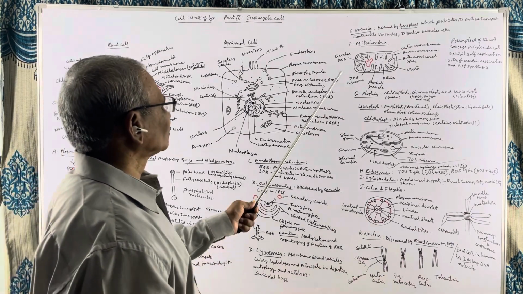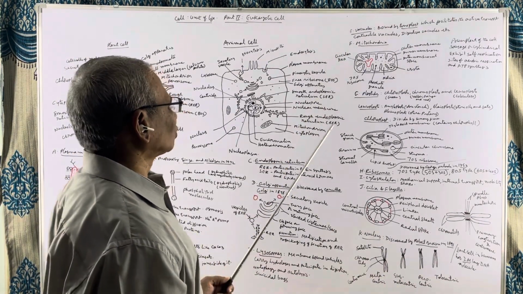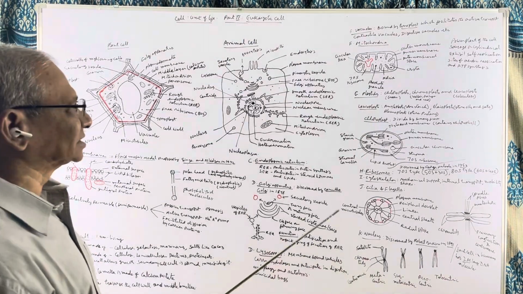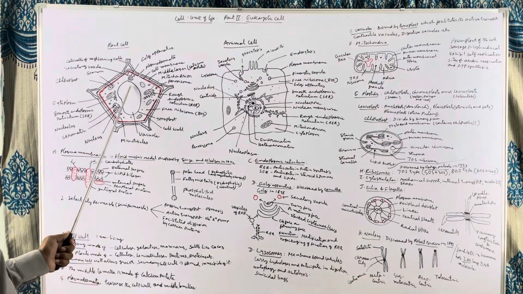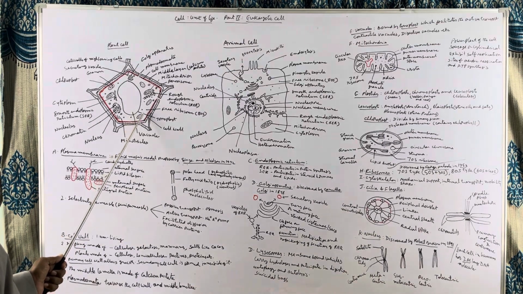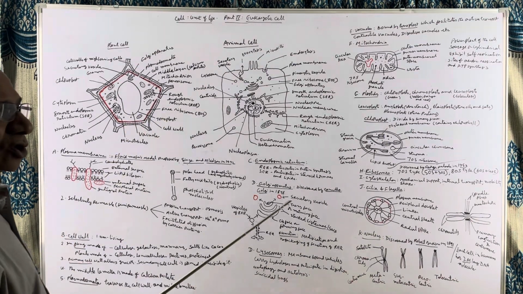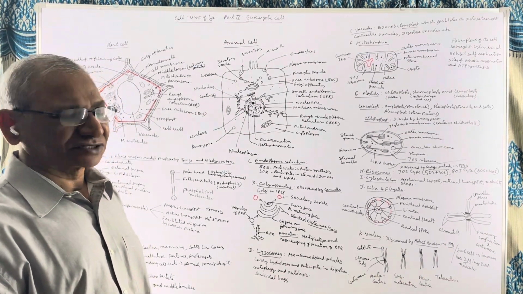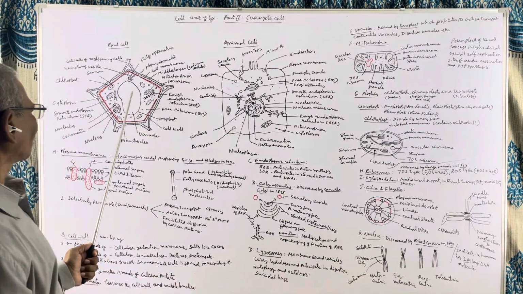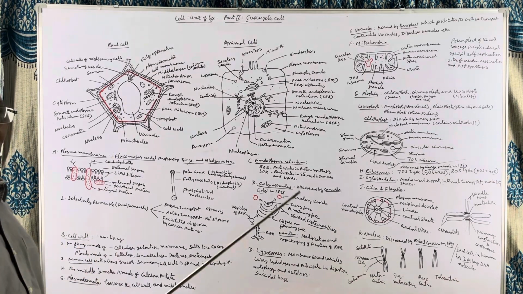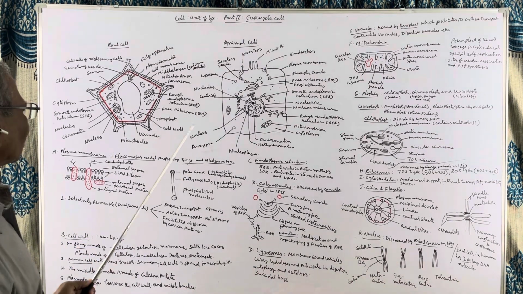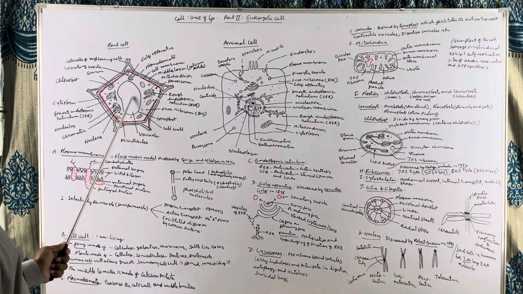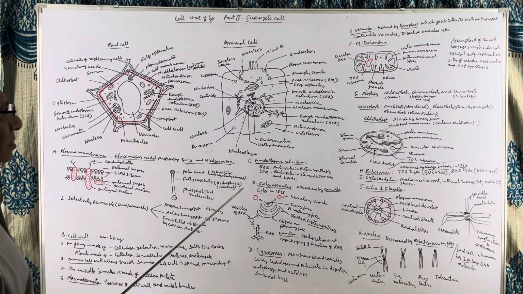Then, vacuoles. As I have told you, in plant cells there is a large vacuole which is absent in animal cells. This large vacuole is surrounded by a membrane known as tonoplast. Tonoplast is also selectively permeable. It concentrates unwanted substances into the vacuole through active transport. So the concentration of some of the substances is more inside the vacuole than outside the vacuole.